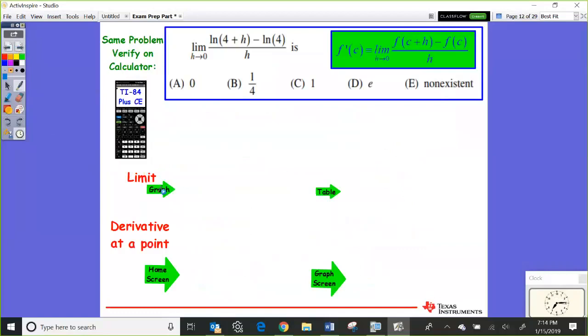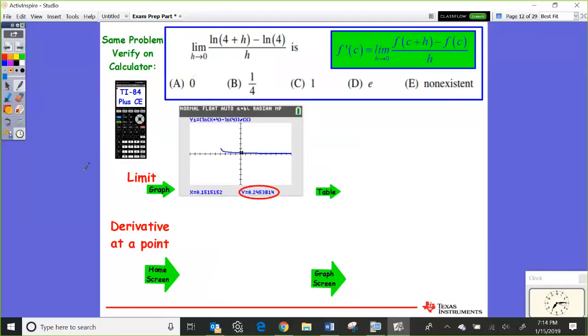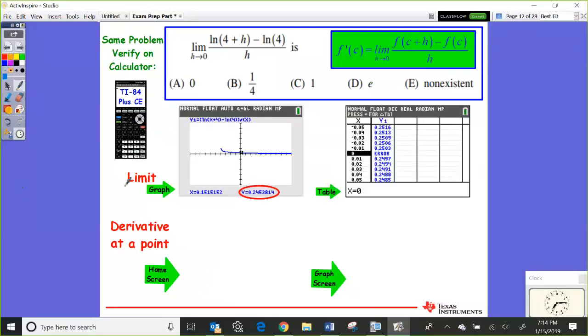I mean, here's the graph of this limit. That is not too hot, but you can trace close to 0. Notice I just went close to 0. If you went to 0, of course, y is going to be undefined, but close to 0, it's close to 0.25. And you can see it in a table even better. If you go up by very small increments, it's getting close to 0.25.